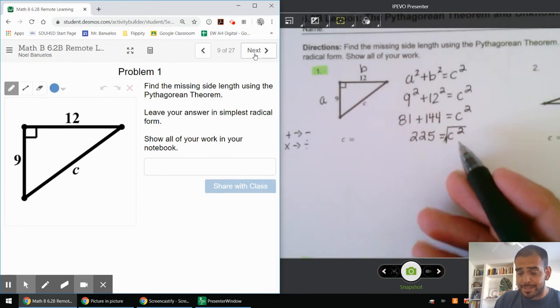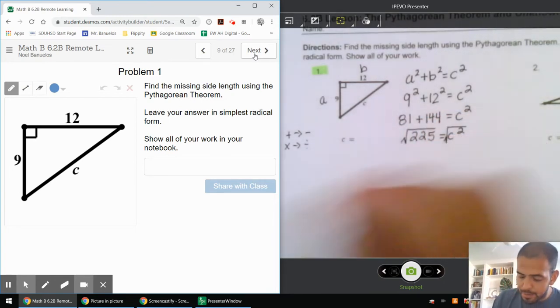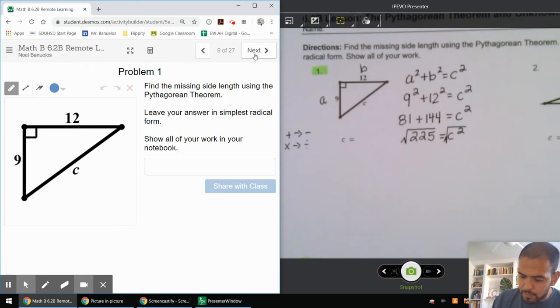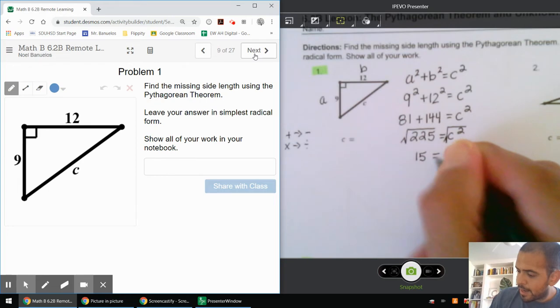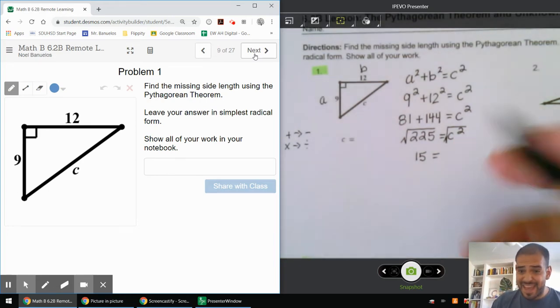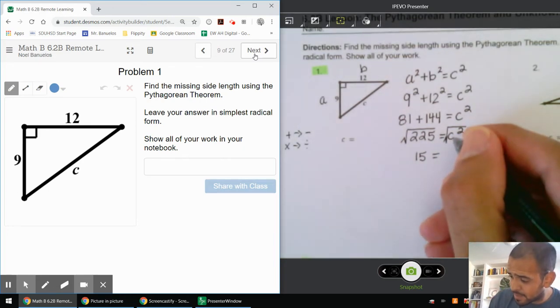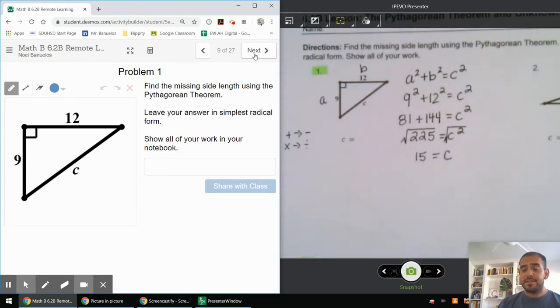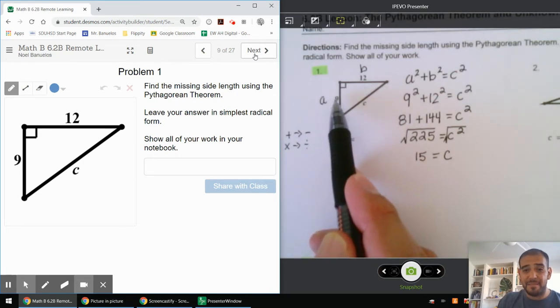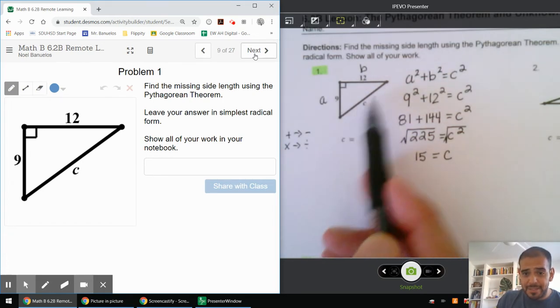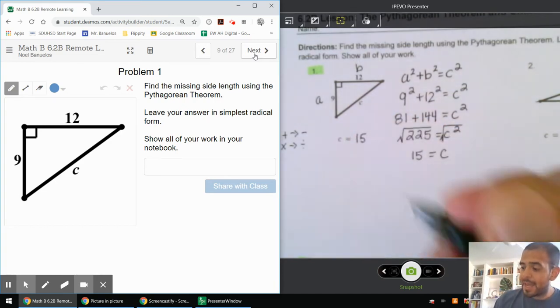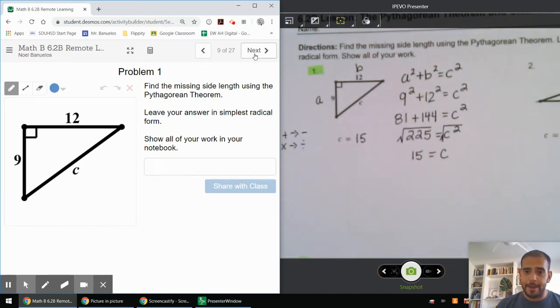So whatever I do on one side, I need to do on the other side. And the square root of 225 is 15. And the square root of c squared, they cancel each other out. They're the inverse operations of each other, so you're just left with c. So that means in a right triangle that has a leg of 9 and a leg of 12, the length of the hypotenuse would be 15. And I use the Pythagorean theorem to figure that out.